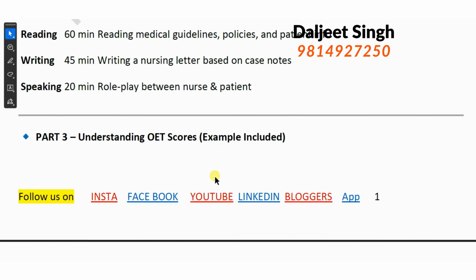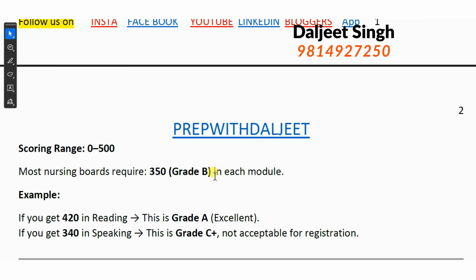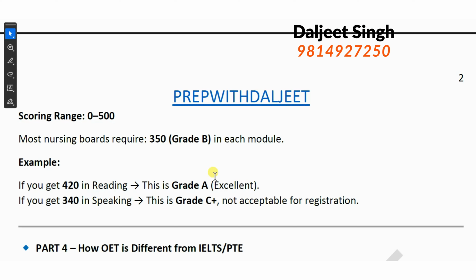Understanding the OET score. What are the OET scores? The OET score ranges from 0 to 500. The maximum is 500 and the minimum is 0. Most OET aspirants need grade B, that is 350. They need at least 350 out of 500 in each module: reading, writing, listening, and speaking. If you get 420 in reading, this is grade A. That's a welcome, that's congratulations. You have cracked the exam.